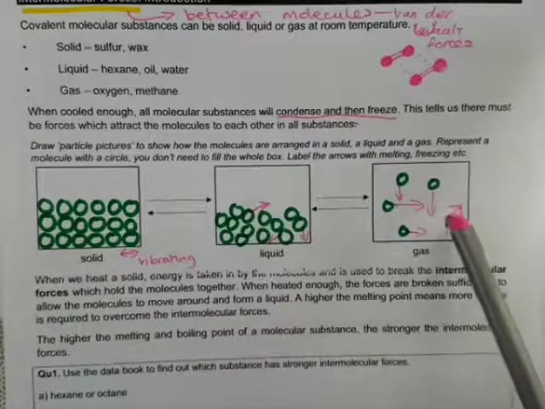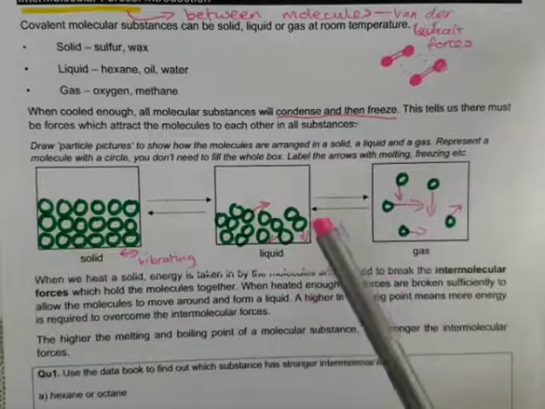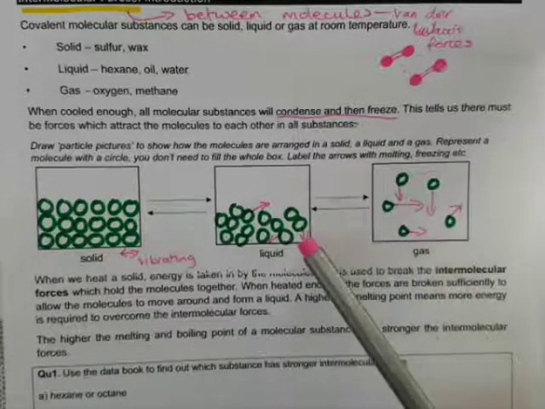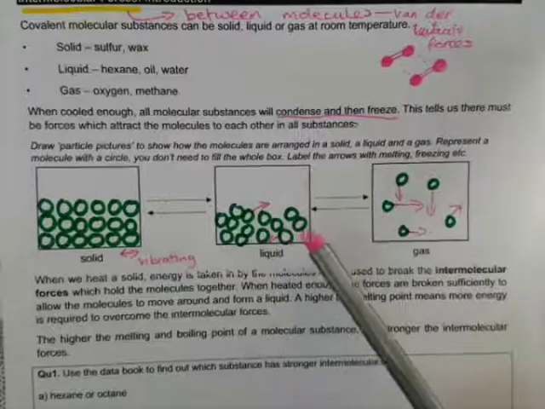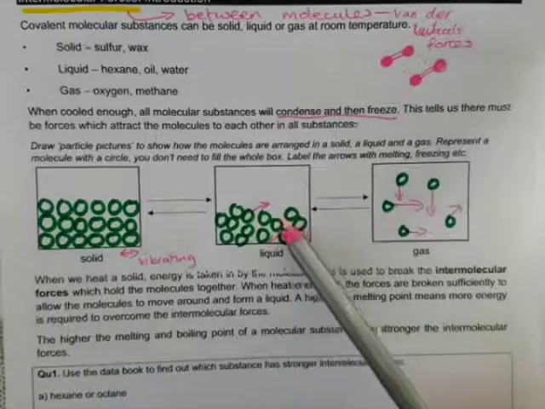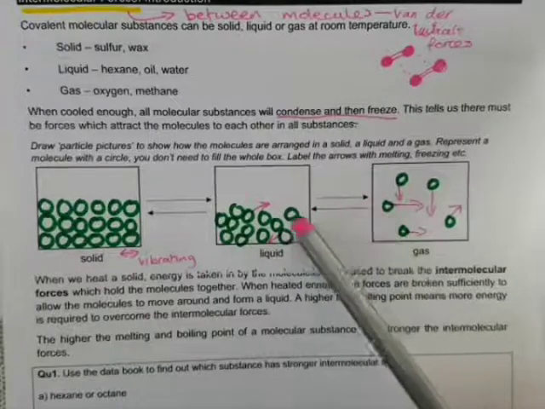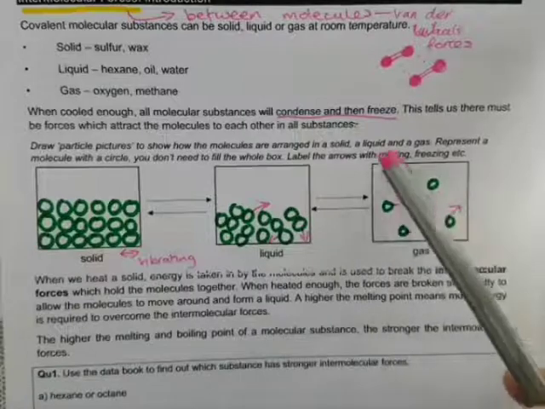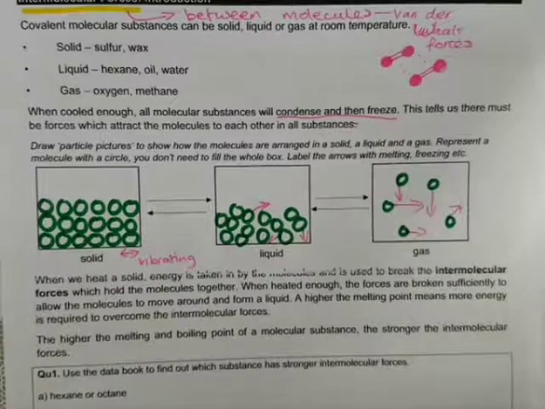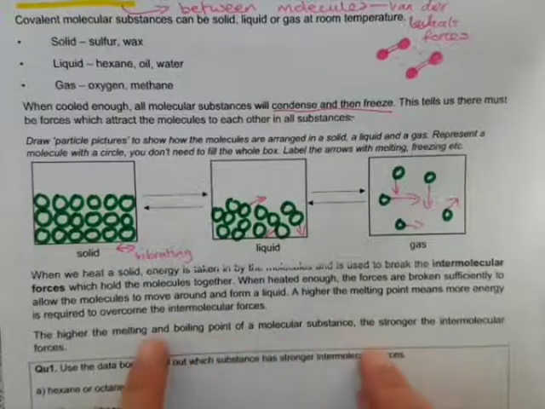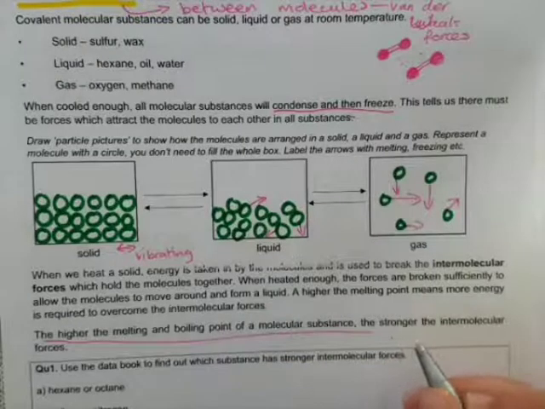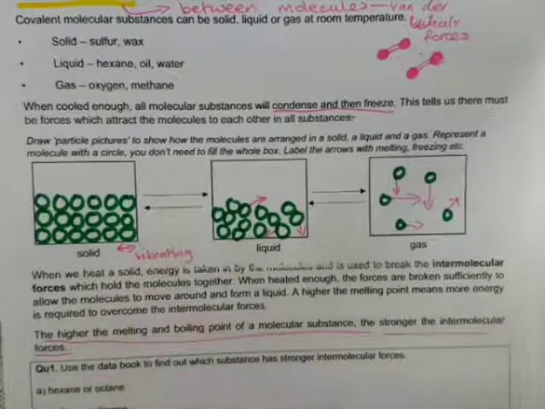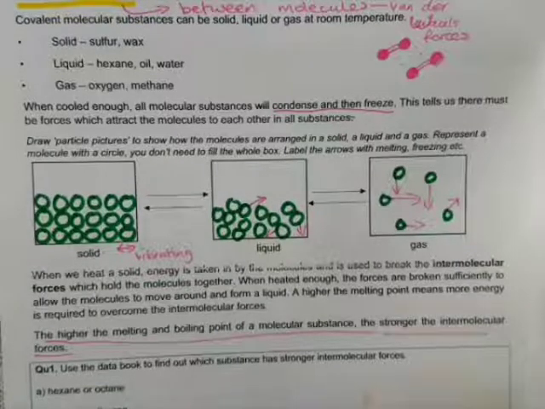The same thing applies to going from liquid to gas. When we go from liquid to gas, the stronger the forces between the molecules in the liquid, the more difficult it is and the more energy is required to break or overcome these forces and allow these molecules to separate into a gas. So the really important thing to remember in this whole topic is the higher the melting and boiling point of a molecular substance, the stronger the intermolecular forces. And that's always the case for a molecular substance.